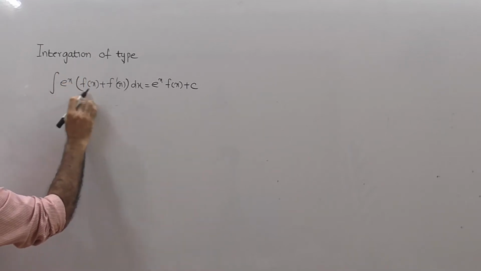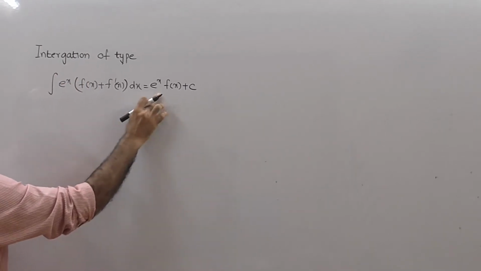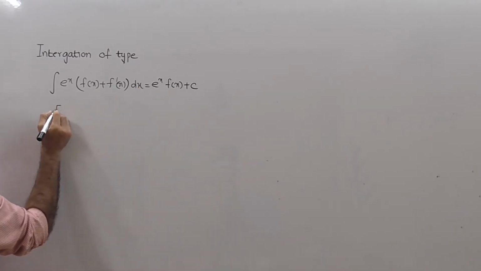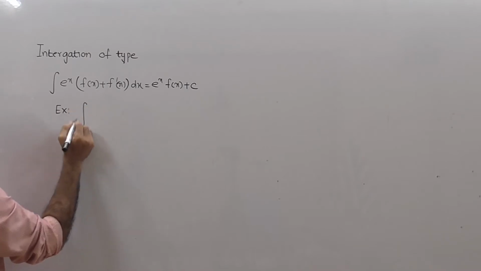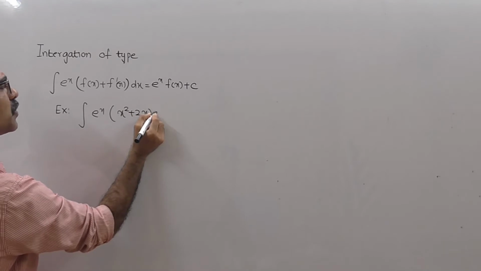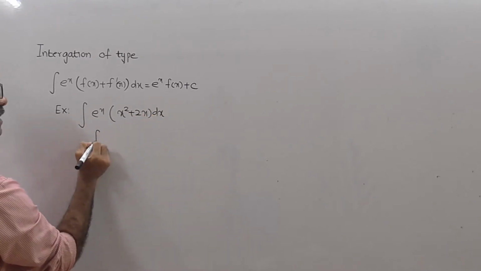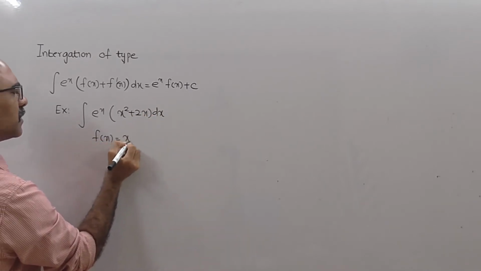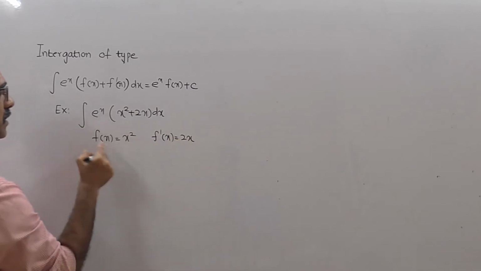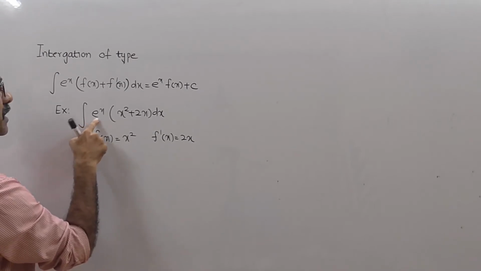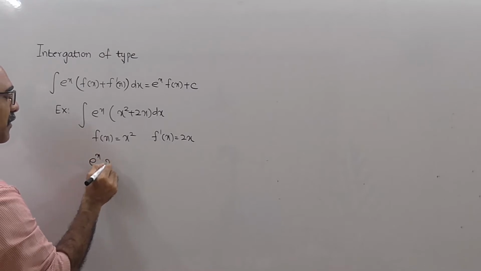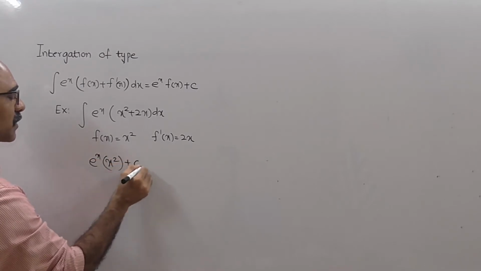Integration of the type e raised to x [f of x plus f dash of x] equal to e raised to x f of x plus c. So we'll discuss some examples on this. Suppose you have integration e raised to x [x square plus 2x] dx. So I will say that my f of x is x square, whereas my f dash of x is 2x. So this is exactly in the form of e raised to x [f of x plus f dash of x]. The answer for this will be e raised to x f of x plus c. So e raised to x x square plus c.